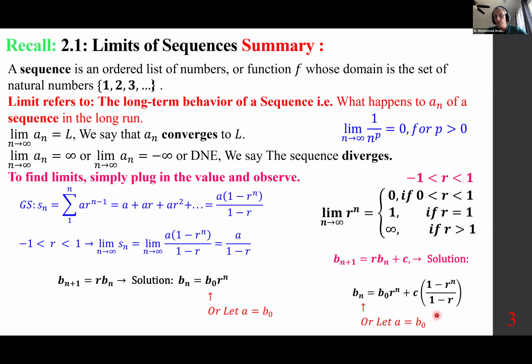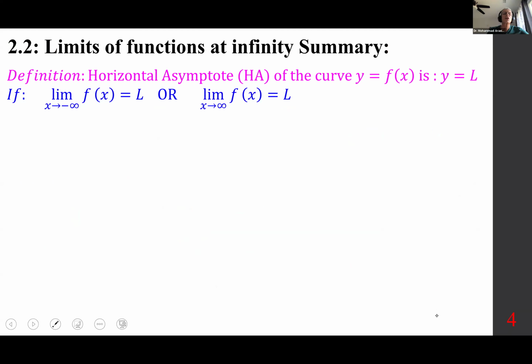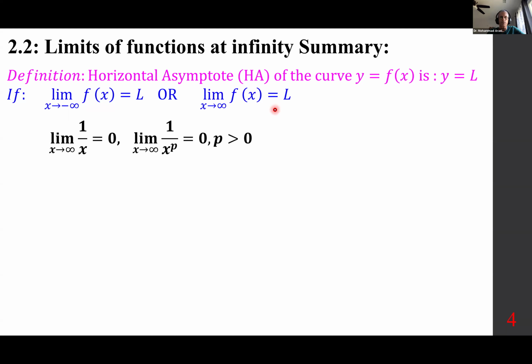And now, here's the summary of Section 2.2, Limits of Functions at Infinity. Definition of a horizontal asymptote, HA for short, of the curve y equals f of x: y equals L if the limit of f of x as x approaches negative infinity is L, or the limit of f of x as x approaches infinity is L.